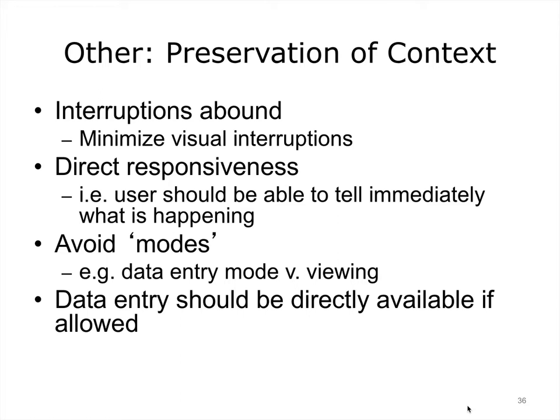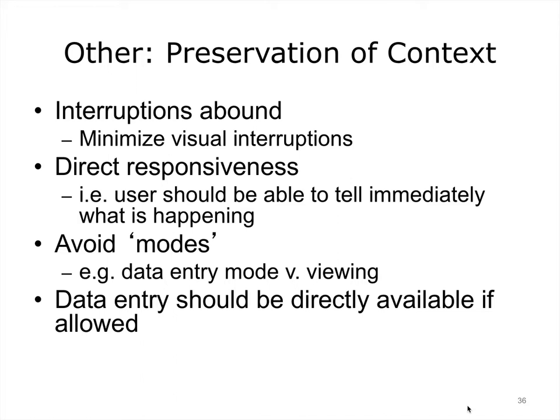Preserving context is important in healthcare where interruptions are frequent. Context is also important in preventing errors, since the significance of information depends on context. Systems should provide direct responsiveness as much as possible, so that users can tell what is happening at any point, the visibility of system status and whether their task is progressing normally.